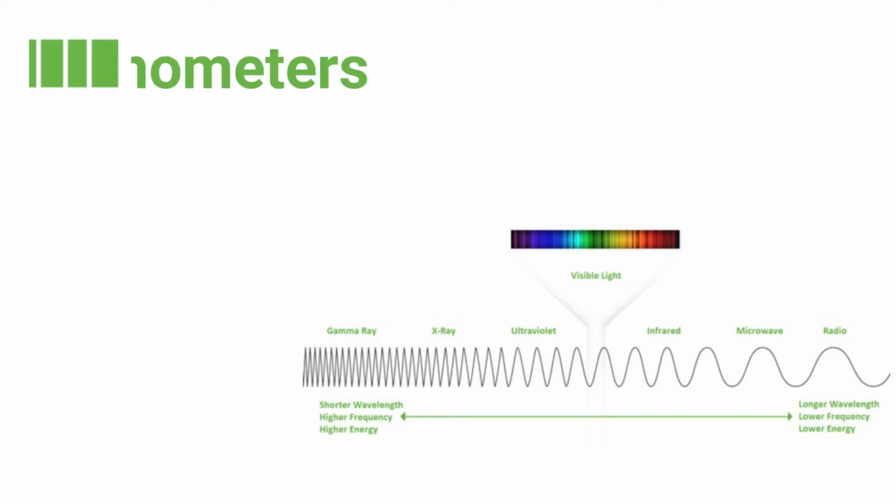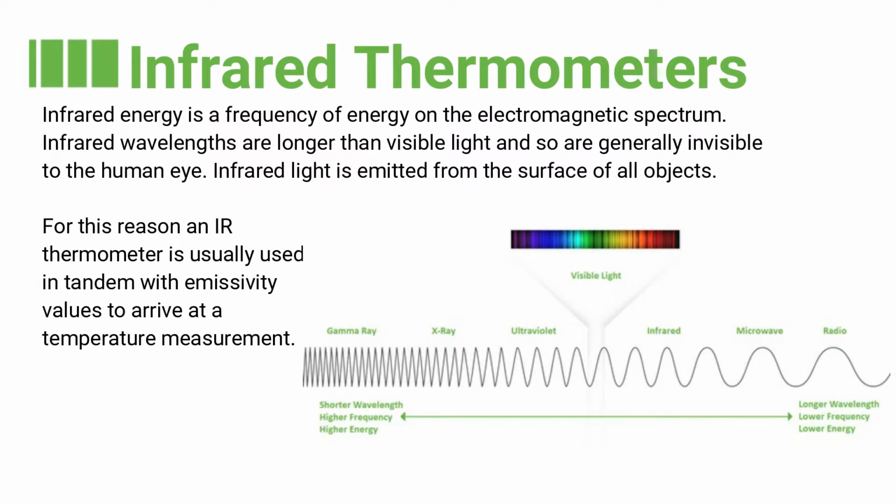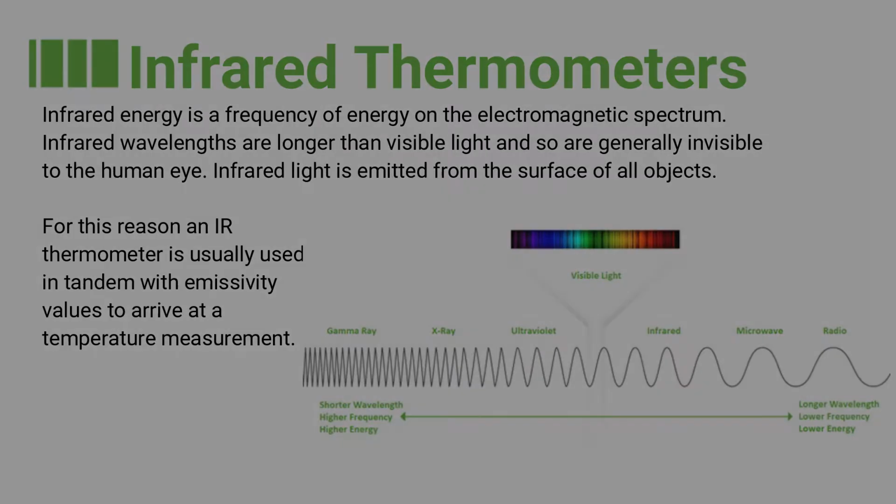Before we explain how infrared thermometers work, we'll explain some of the factors that come together to help give a temperature reading. The first is infrared energy. Infrared energy is a frequency of energy on the electromagnetic spectrum. Infrared wavelengths are longer than visible light and so are generally invisible to the human eye. Infrared light is emitted from the surface of all objects. For this reason, an IR thermometer is usually used in tandem with emissivity values to arrive at a temperature measurement.